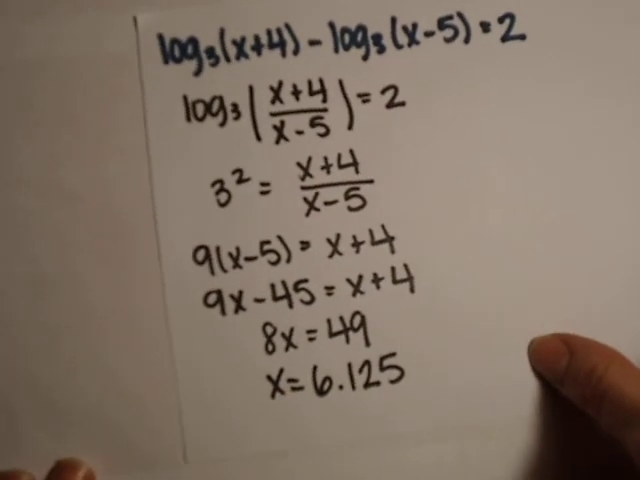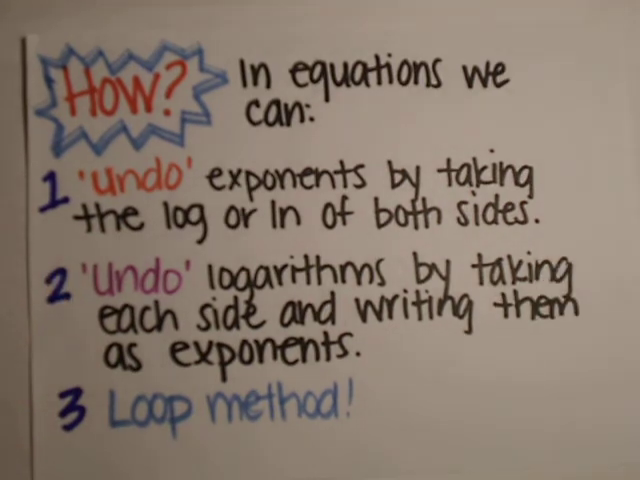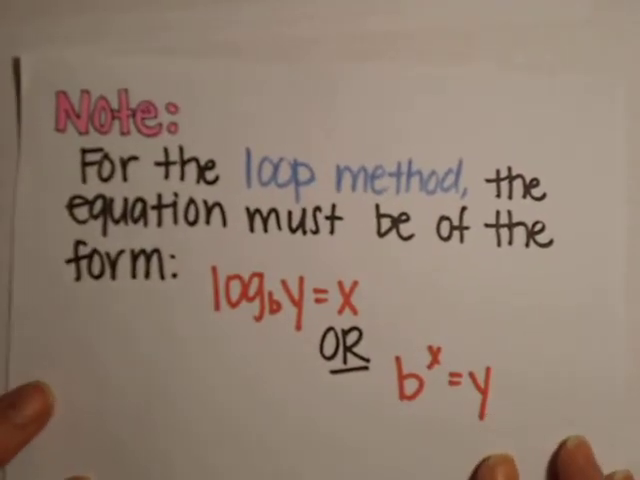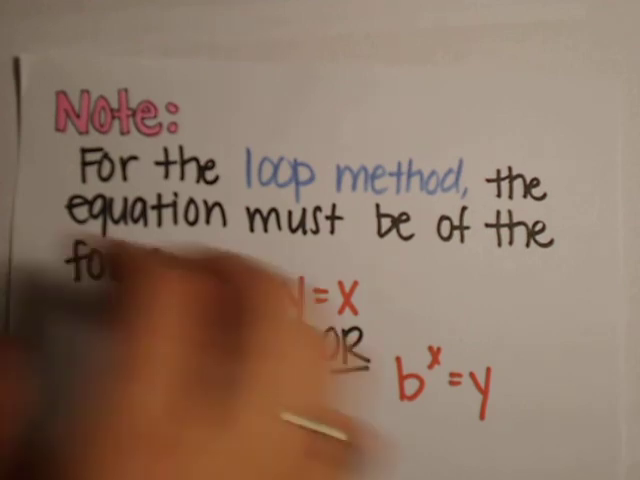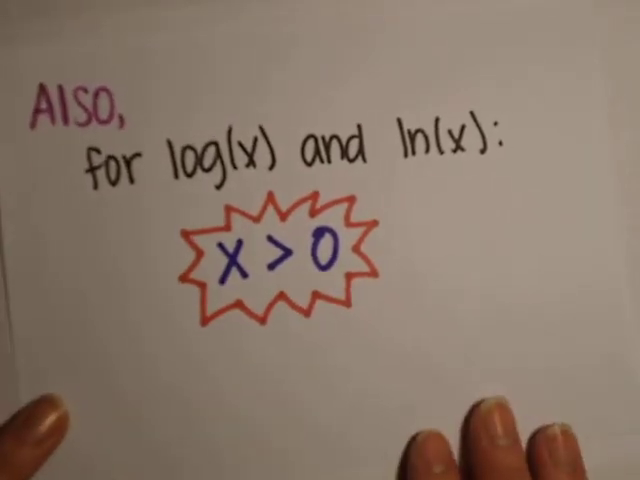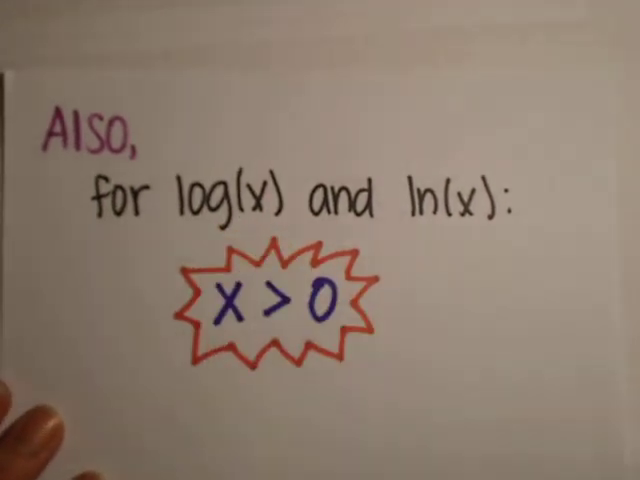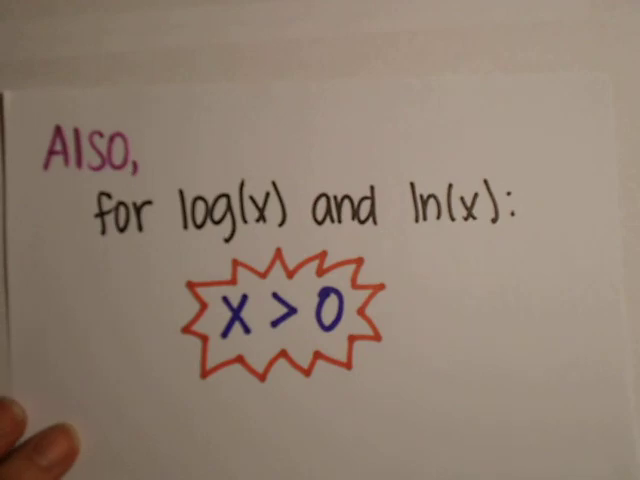So now, that is our final example. It's important to remember the beginning. How we can solve equations is by undoing exponents, undoing logarithms, and the loop method. But it's important to remember, for the loop method, the equation must be of this form, and we cannot take the log of a negative or 0, so x must be greater than 0 for log of x and natural log of x. And that is it for this lesson.